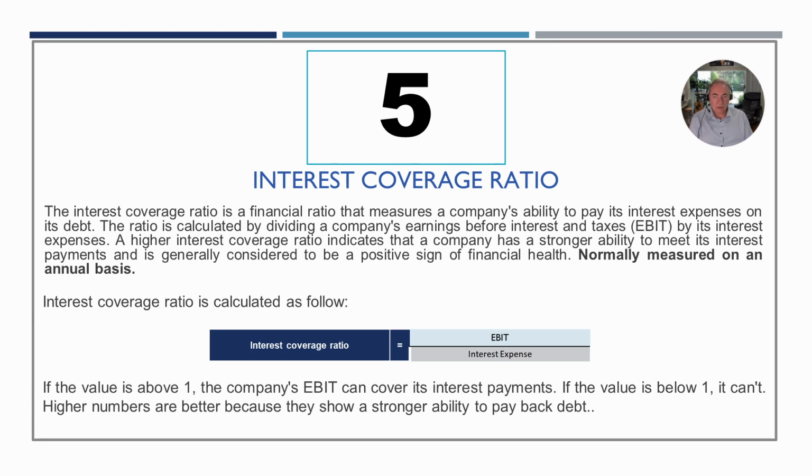Interest coverage ratio. The interest coverage ratio is a financial ratio that measures a company's ability to pay its interest expenses on its debt. The ratio is calculated by dividing a company's earnings before interest and taxes, EBIT, by its interest expenses. So if you took the EBIT and divided it by the interest expenses, that's going to give you your coverage. Let's say that you had EBIT of $1 million and interest was $200,000. So your interest coverage ratio would be 5, right? So 5 times the interest that you have to pay.